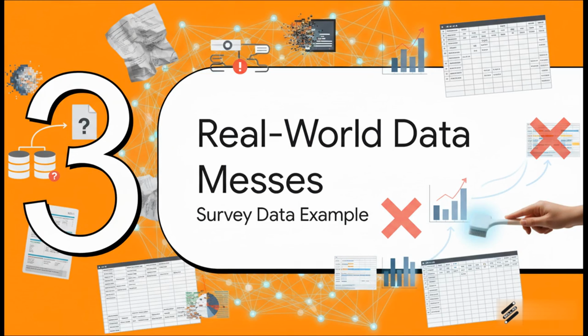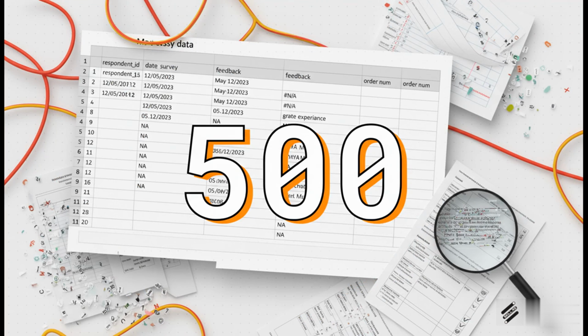Let's look at Section 3, Tackling Real-World Data Messes, a Practical Survey Data Example. Now, what's really interesting about this scenario is a concrete example from our source material. Picture this. A researcher is staring down 500 incredibly messy survey responses. This isn't just theoretical. We're talking about a raw CSV file loaded with duplicate respondent IDs, dates formatted in like a dozen different ways, missing values scattered everywhere, and just absolutely bizarre typos. Trying to manually fix these 500 rows would literally be a nightmare.